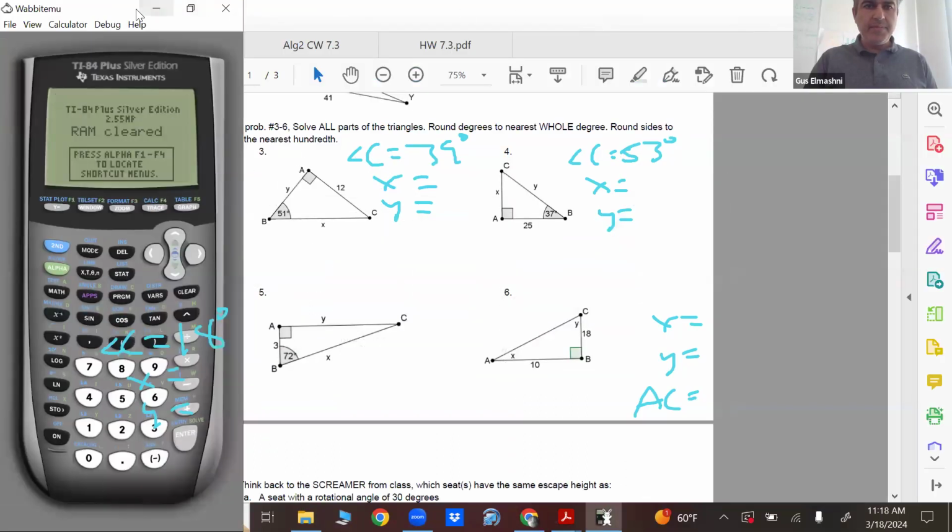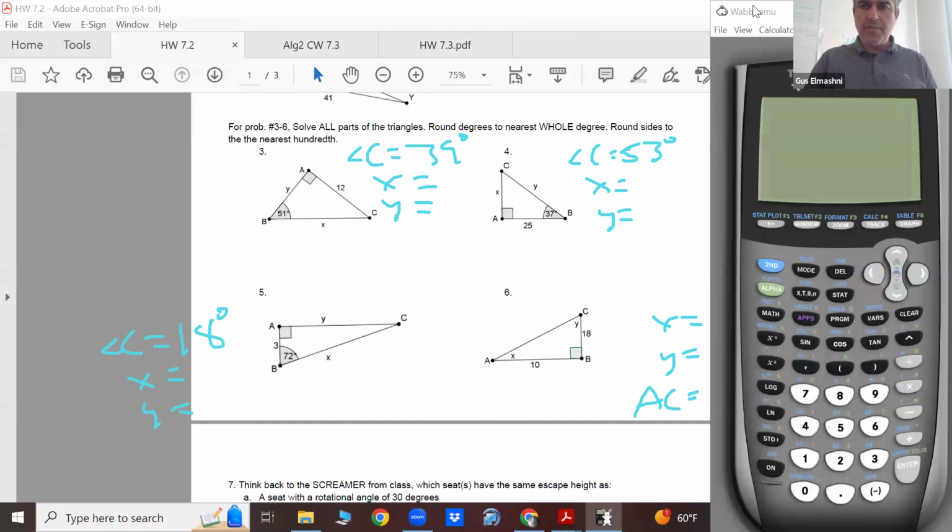And let me move it over here. And let's get that dialog box out of the way. So for x, for example, what you're going to wind up doing is you're going to say sine of 51 degrees equals 12 over x. Does that make sense, right? Because 12 is the opposite of 51, x is the hypotenuse. To solve for x, you have to multiply both sides by x and then divide both sides by sine 51.